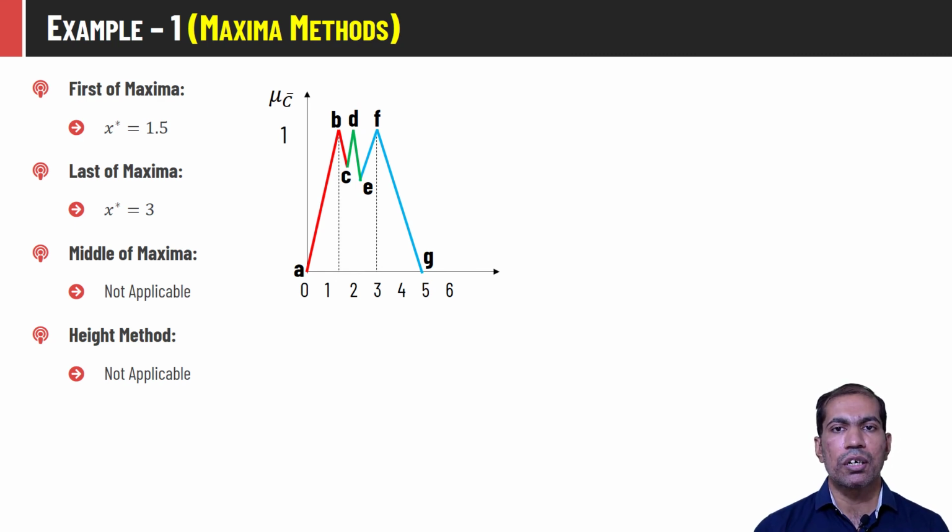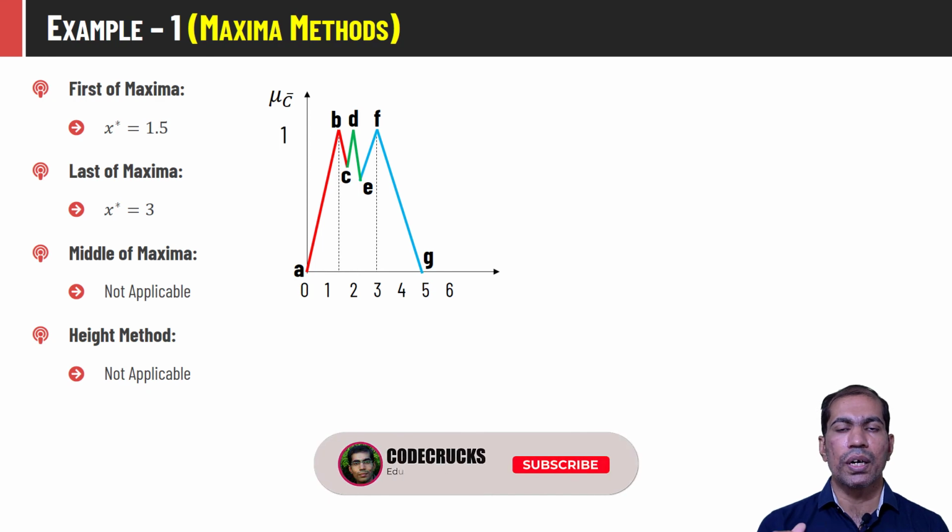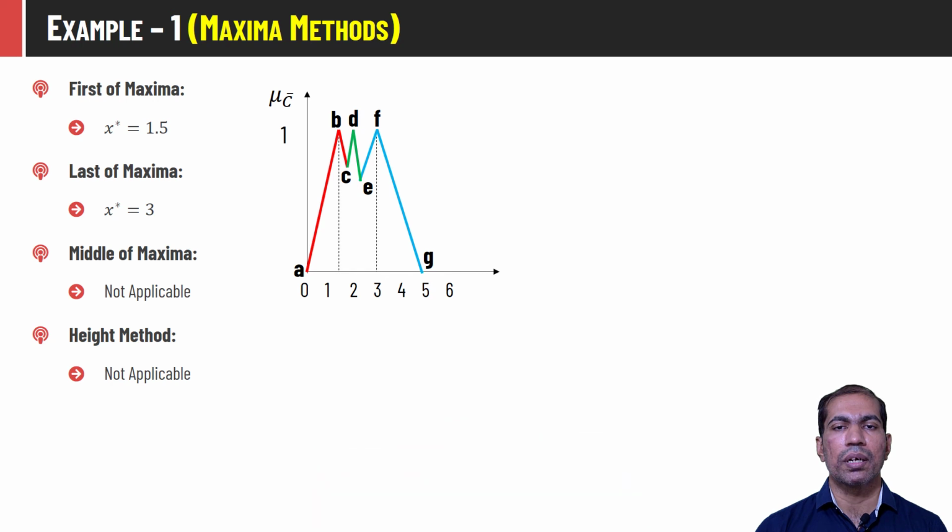Middle of maxima is not possible to compute because there is no continuous span for the height. And the height method is not applicable because the height is not unique in this case. We have 3 different points with the same height.